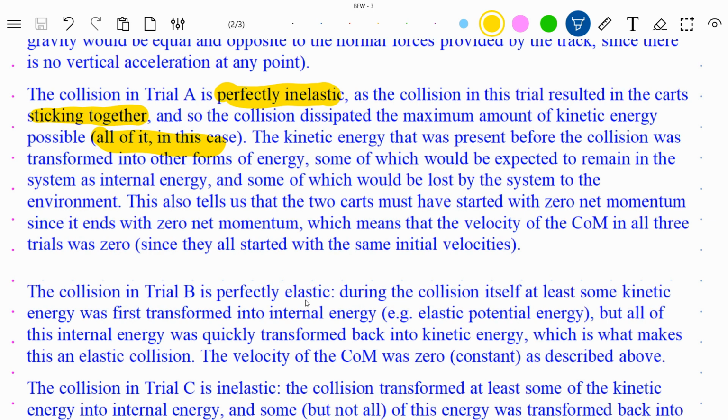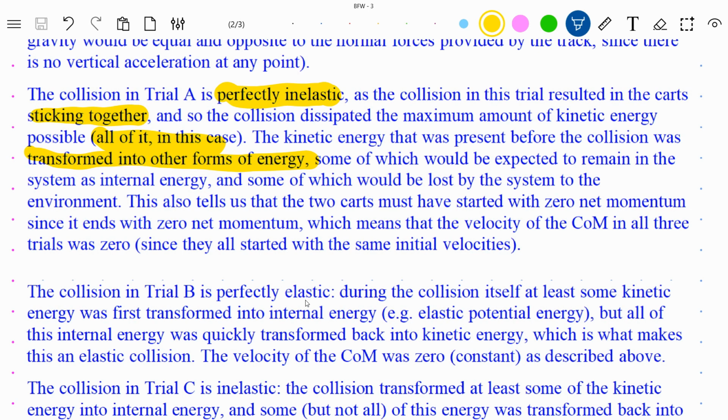The kinetic energy that was present before the collision was transformed into other forms of energy, some of which would be expected to remain in the system as internal energy, in other words, warmth, kind of a thermal energy, and some of which would be lost to the system, to the environment. I don't know, maybe some energy was transferred to the track, and or the air, sound, etc. So just being a little bit vague here, but just mentioning that it's possible we lost some energy from our system.